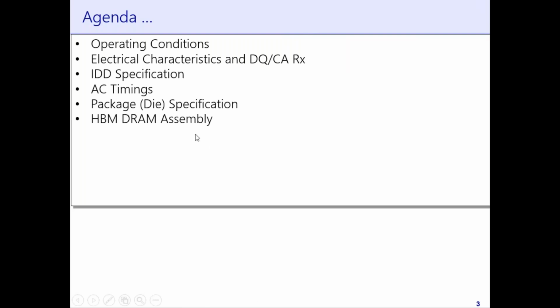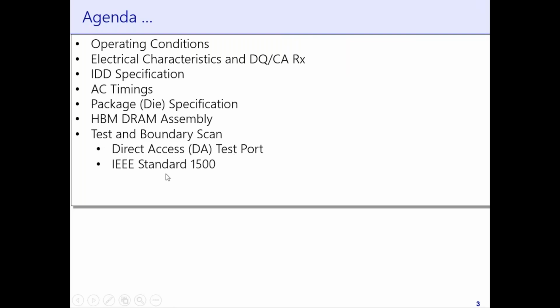Then we'll discuss how the DRAM assembly works in HBM. And the last topic we'll discuss is the test and boundary scan. There we'll talk about direct access test port and IEEE standard 1500. There are two ways that DRAM internal can be tested. So we'll discuss both the test port and IEEE standard 1500. As part of that, we'll talk about wrapper data register types.